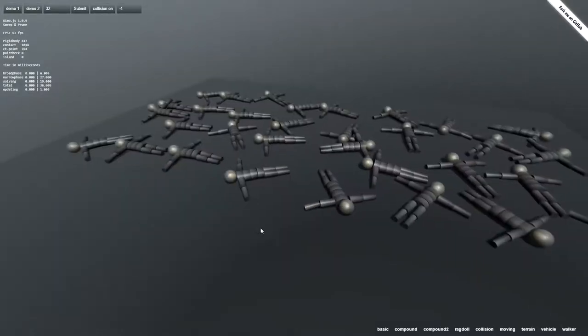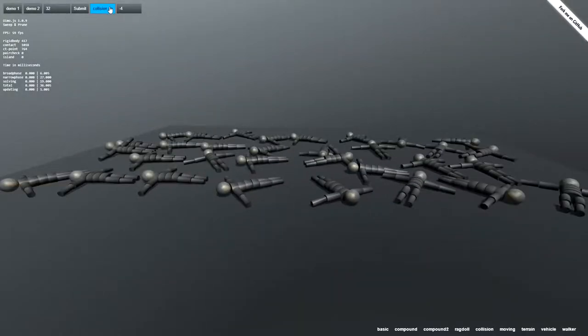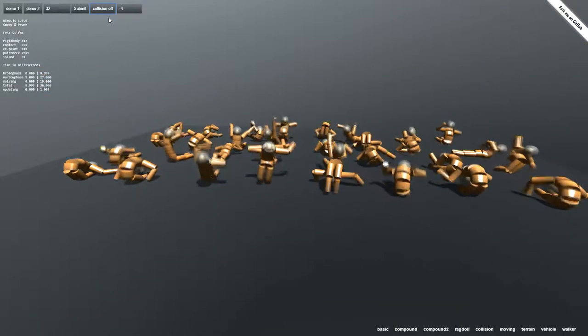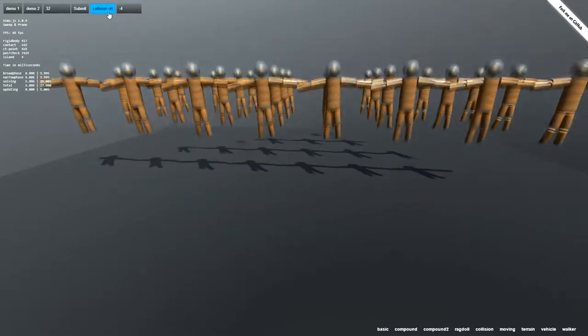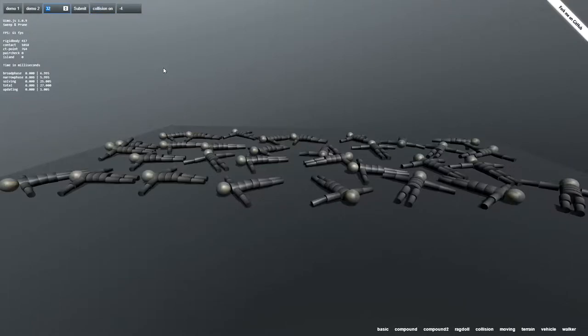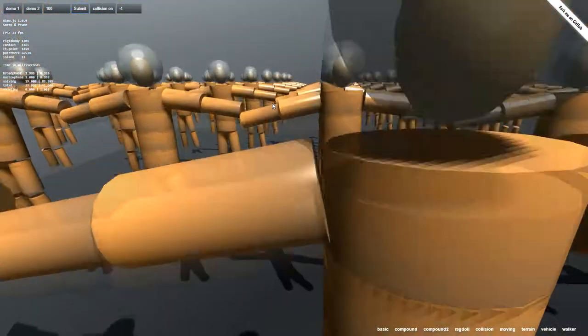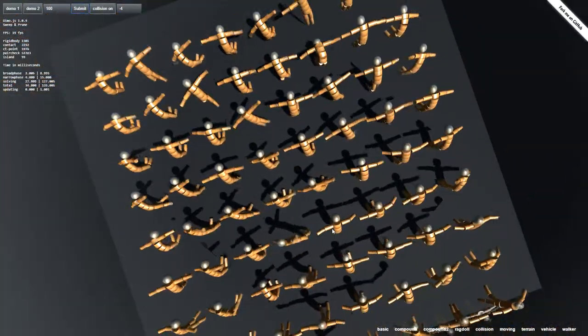Yeah, that's a rag doll. I don't really know what that means. Collision on. Collision off. Collision on. Yeah. 100 rag dolls. They're all trying to fall.